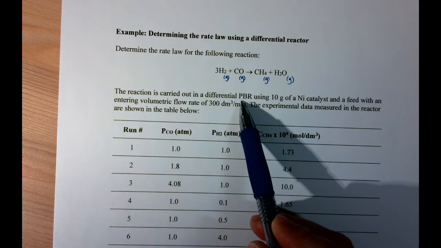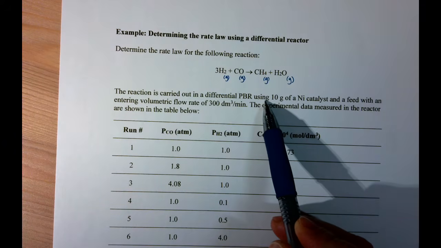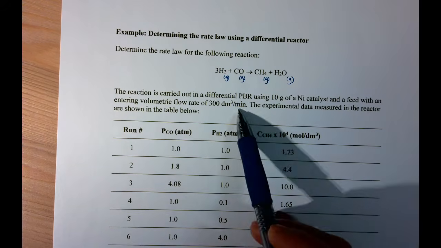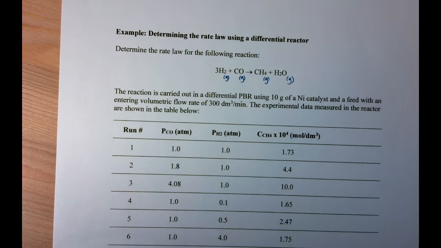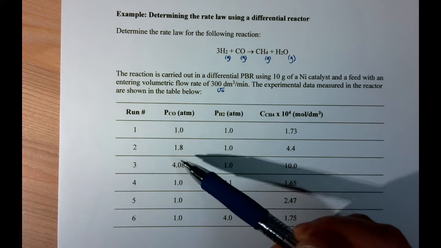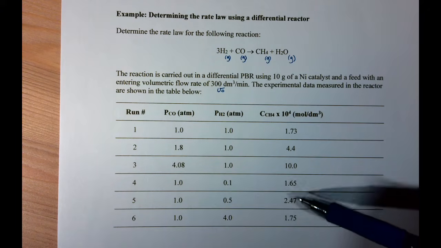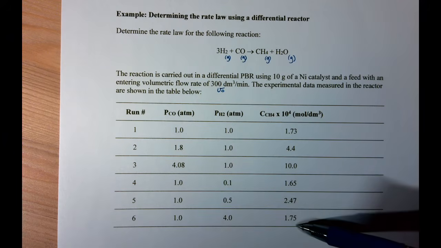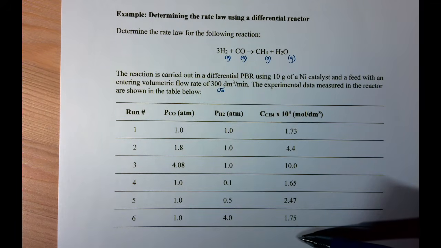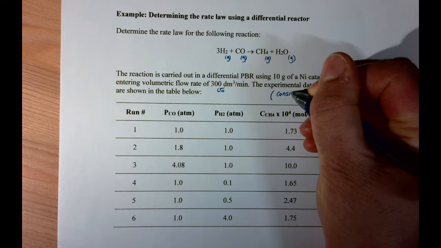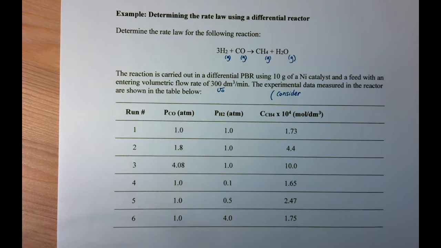The reaction is carried out in a differential packed bed reactor using 10 grams of a nickel catalyst and a feed with an entering volumetric flow rate of 300 cubic decimeters per minute. So this is V naught. The experimental data measured in the reactor are shown in the table below. So for different initial concentrations of CO and hydrogen, we are measuring the concentration at the exit. One thing to note here, this should be a part of the problem statement, okay?